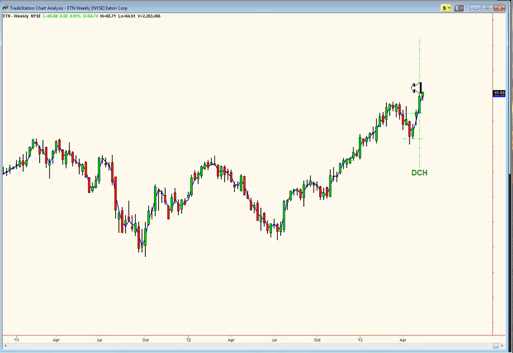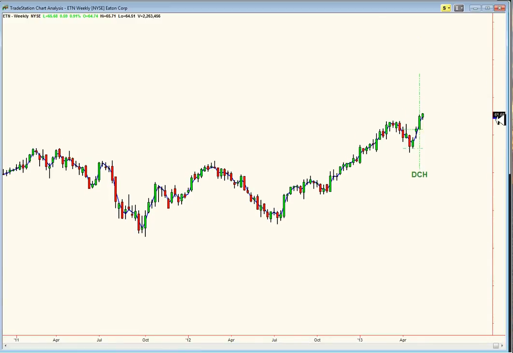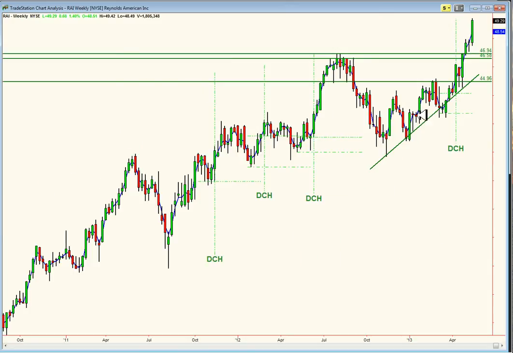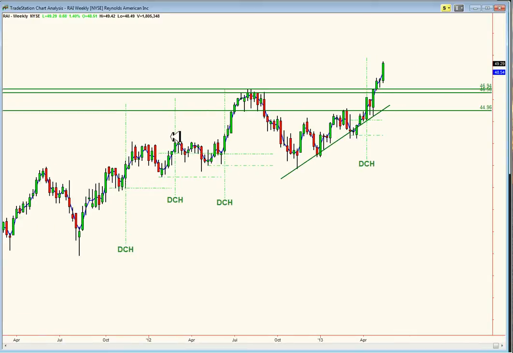So on the daily chart, we're looking for a rest and even a test to come back and give us an opportunity on the daily chart. If you were to look at this on the daily chart, it would most likely look extended. All right, RAI. RAI is an example of an extended move as far as the DCH is concerned.